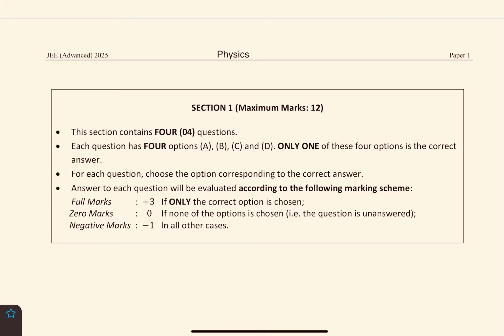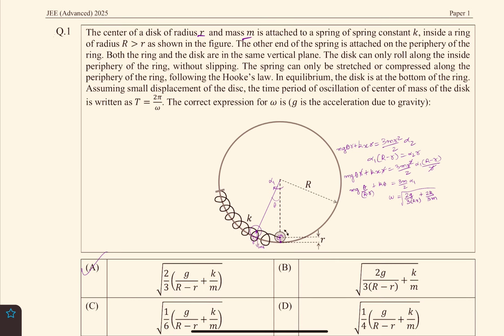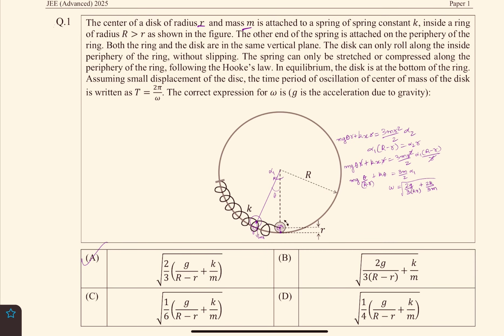Okay, so let's begin. So first question, we have a disc over here which is attached to the spring, and this is inside a ring. Okay, so the spring goes over the ring like this. Now the disc can roll on the inside of the ring. So there are two things here, there is gravity as well as there is spring force. Okay, so this is a question of SHM.